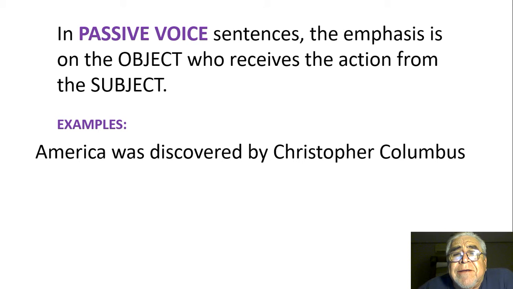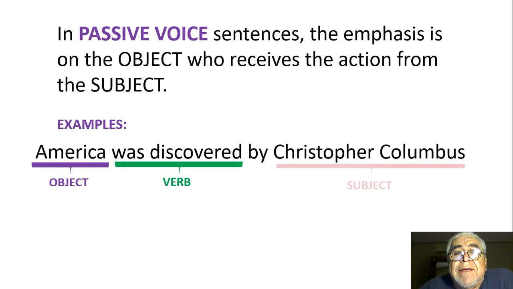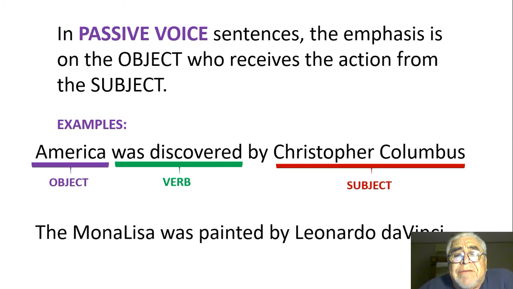Here's the same idea as in the active voice, except that here America is the object, was discovered is the verb, and Christopher Columbus is the subject, just like the active voice sentences, except that here the emphasis is on the object who received the action. Look at the second example. The Mona Lisa was painted by Leonardo da Vinci.